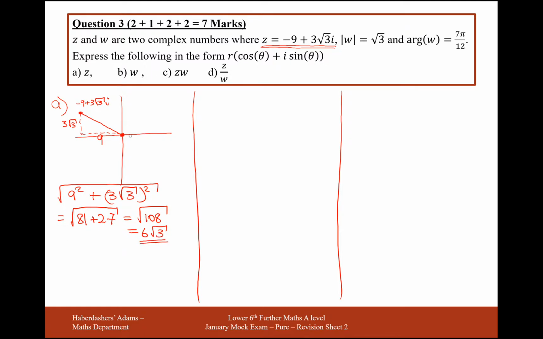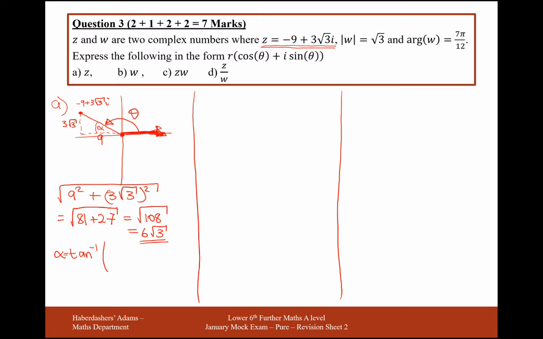The argument is going to be the angle between the real axis, so this line here, and our complex number round to here. So this theta angle here is our argument. But what I'm going to do first is calculate the alpha angle and use tan to help me work that out. And what I'll then do is just do pi minus the alpha angle to get me my theta angle.